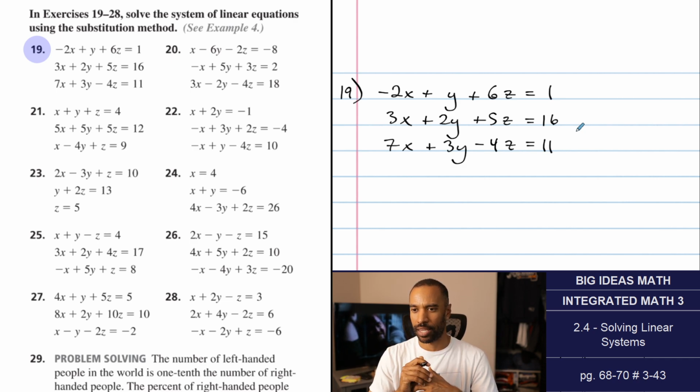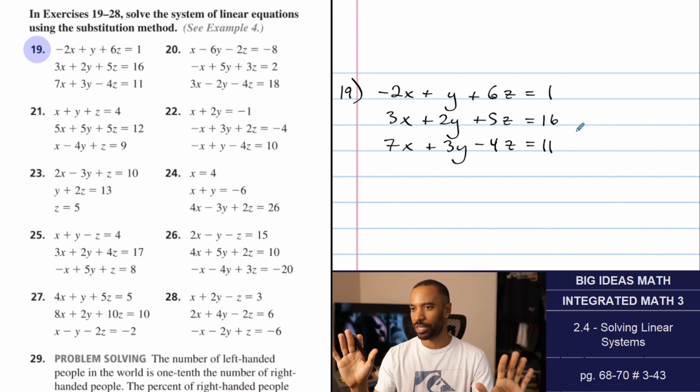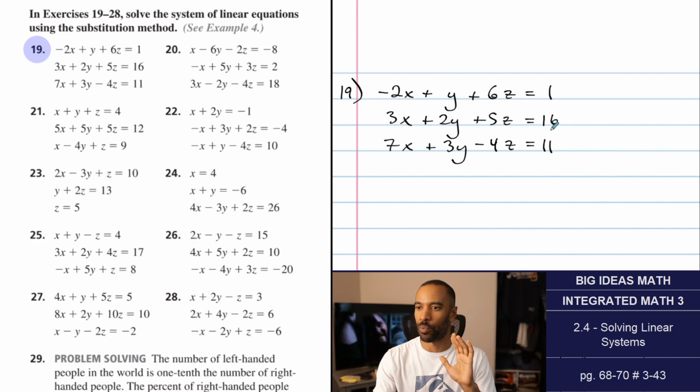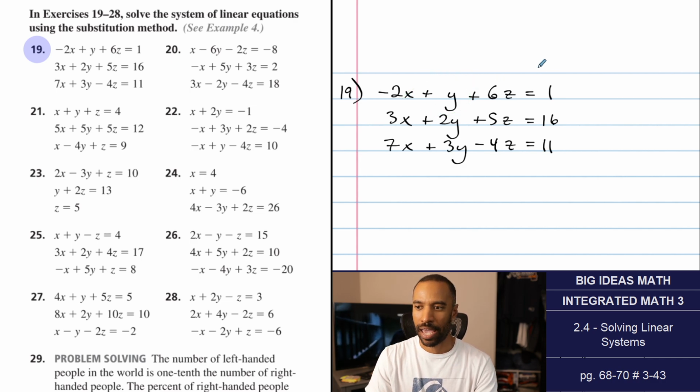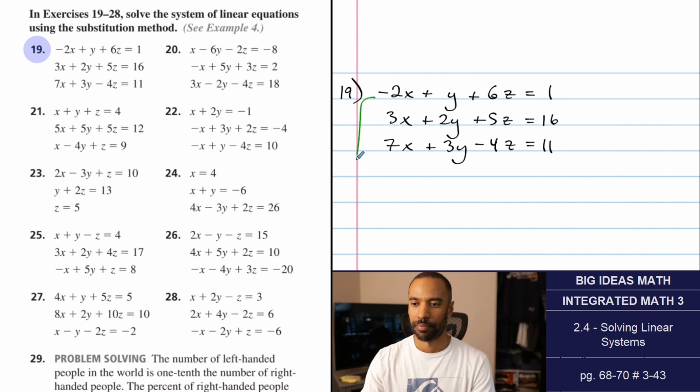So here's what I'm looking at. There's only a single variable here where getting it by itself will not lead to fractions in the other things. Can you see it? It's this y. That y, if I get it by itself, I'm not going to multiply by anything. I'm going to add 2x to both sides, subtract 6z from both sides. I'll get y equals 2x minus 6z plus 1.